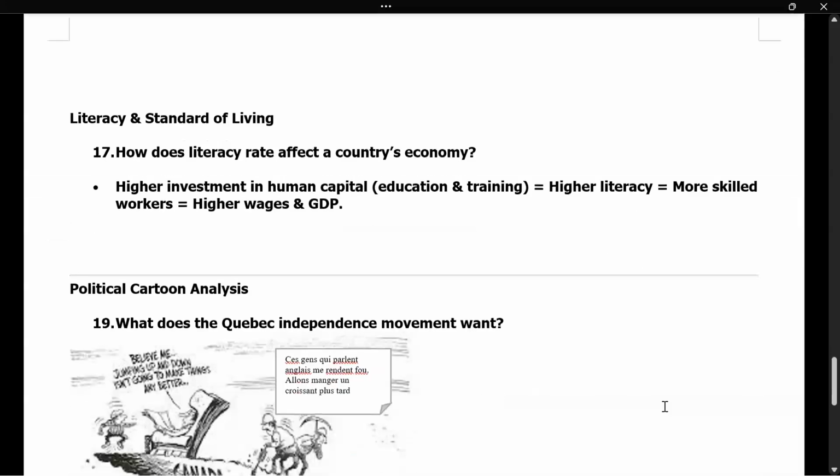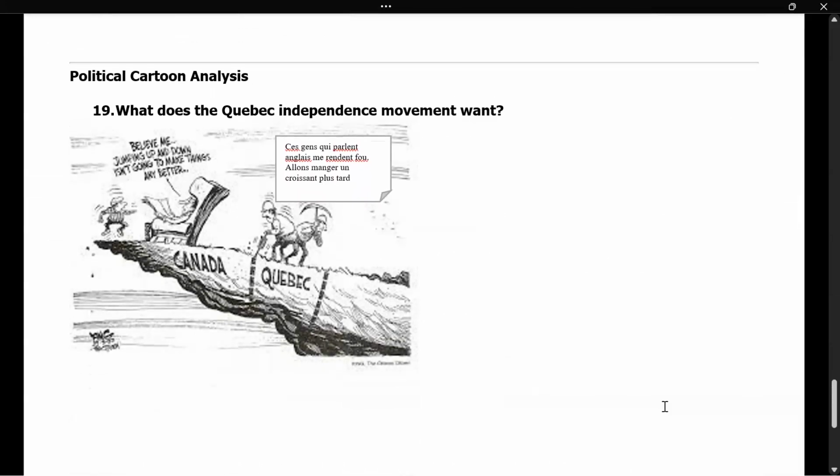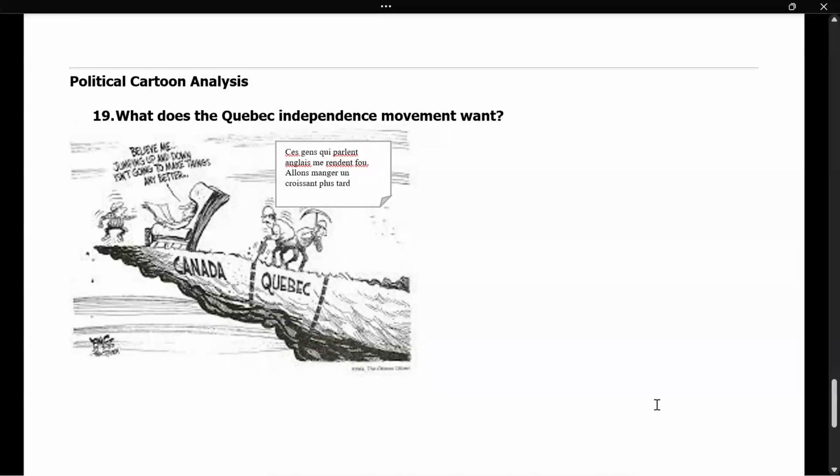Now, I don't know why it skipped 18, but let's go to political cartoon of Quebec independence movement. We're talking about how in Canada, Quebec, they said, believe me, jumping up and down isn't going to make things any better. And in Quebec, they say, "Ces gens qui parlent anglais me rendent fou, allons manger un croissant plus tard." They said basically, these people that speak English are making us crazy. Let's go eat croissant. Anyway, horrible, horrible political cartoon.